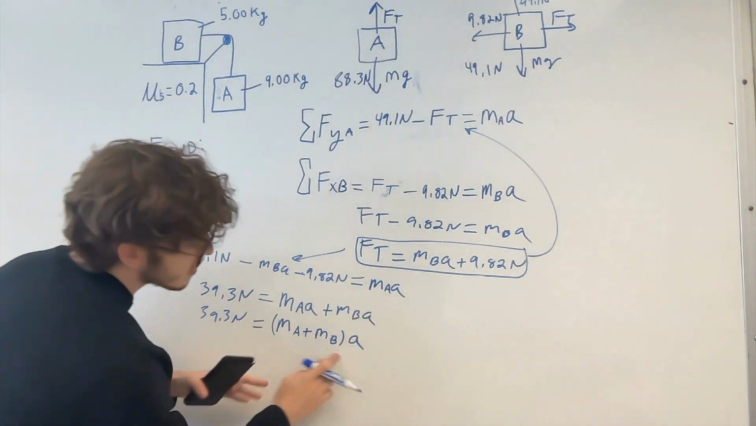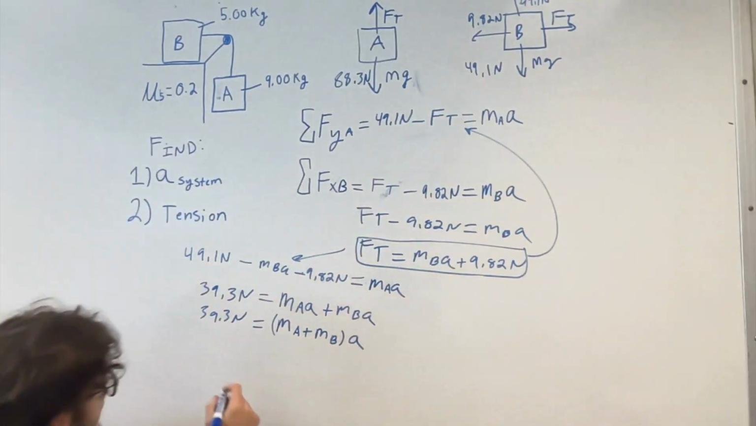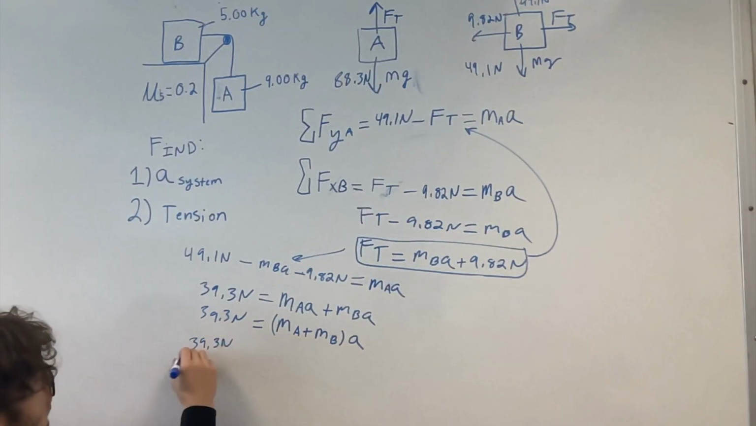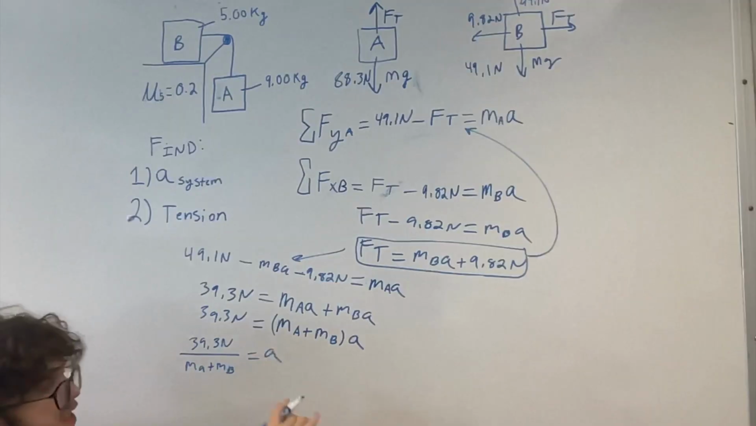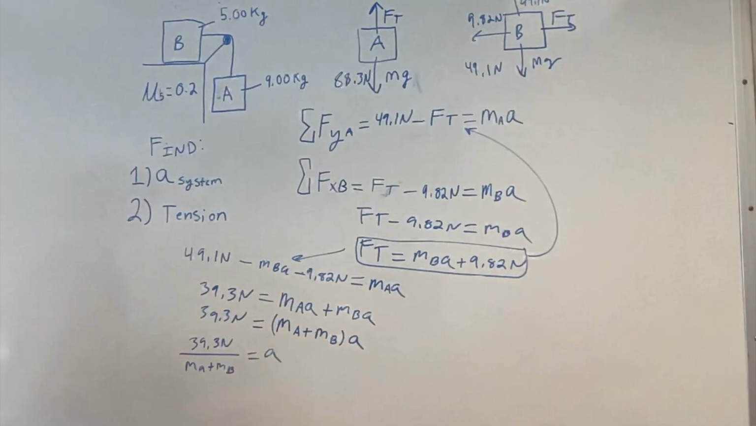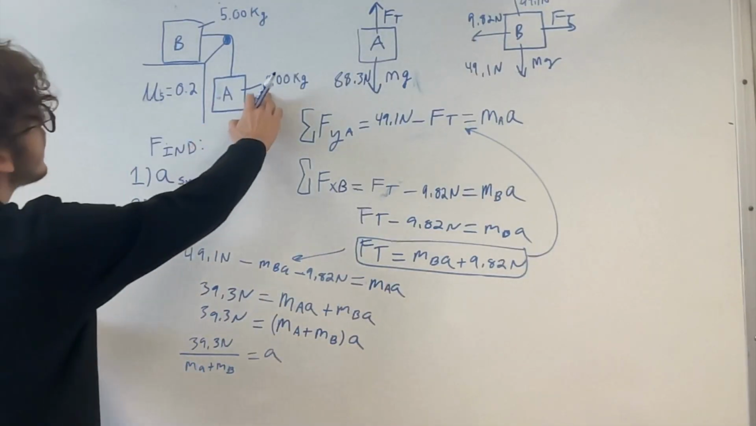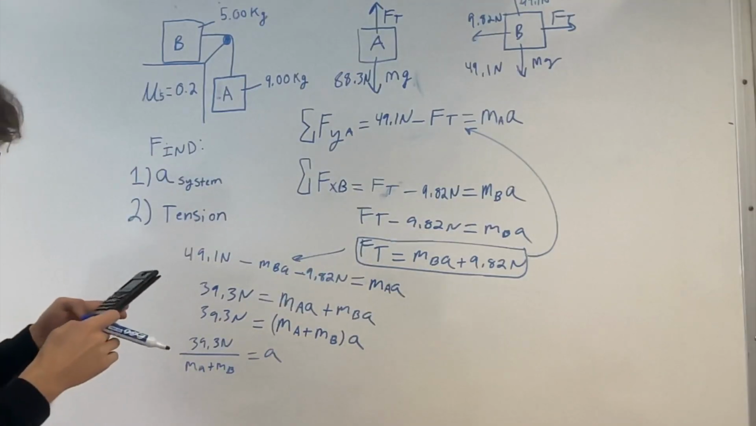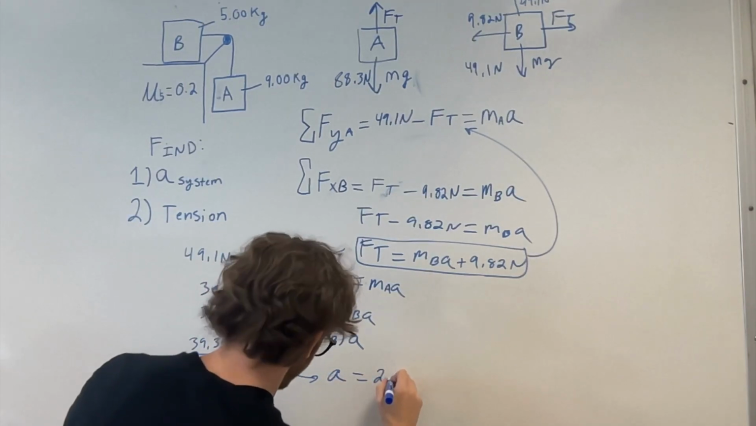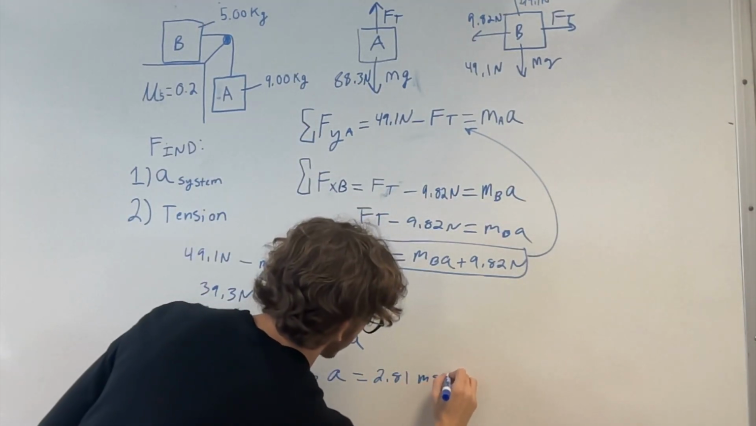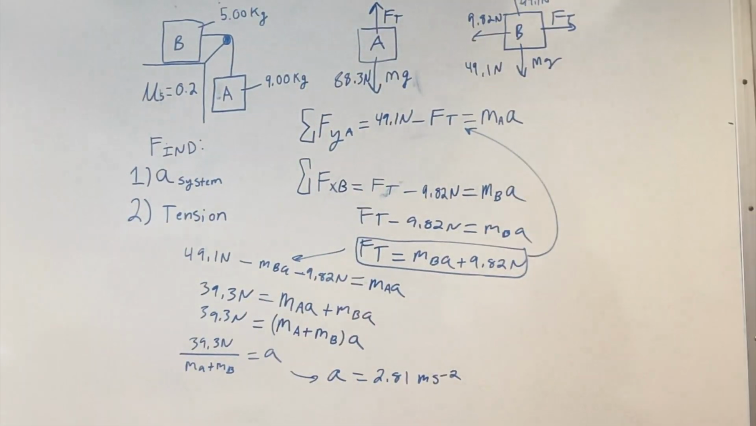So what we can do is, since this is a multiplied term, we can divide mass A plus mass B over to give us 39.3 newtons over the mass of the system, or mass of A plus mass of B, is equal to the acceleration. So now we found our first thing that we wanted to find, acceleration. What is that equal to? 39.3 divided by the mass of the system, 9 kilograms plus 5 kilograms. That's 14 kilograms. We get the acceleration of the system is equal to 2.81 meters a second. Ain't that something? So we found the acceleration here, 2.81 meters a second.